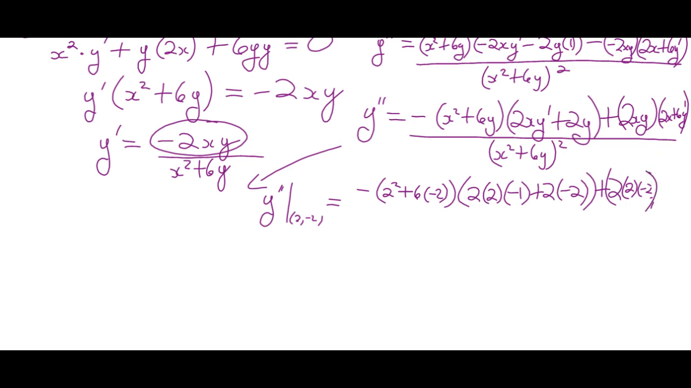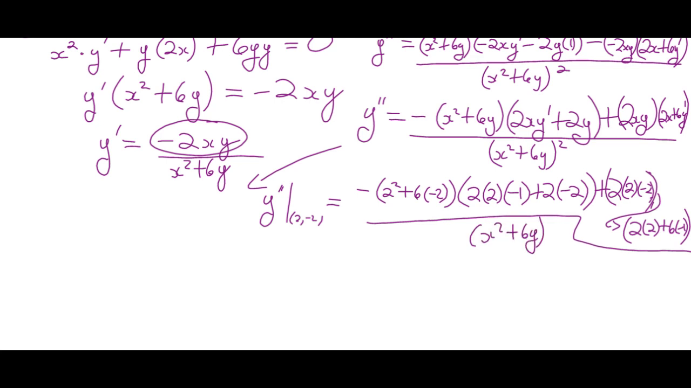Hang on. 2 times 2 plus 6 times negative 1. Okay, so 2x, 2 times 2, plus 6y prime, which is negative 1, all over, hopefully you just have more room. Oh wait, all right, so we're substituting in, right? What do we got? 2 squared plus 6 times negative 2, all squared.